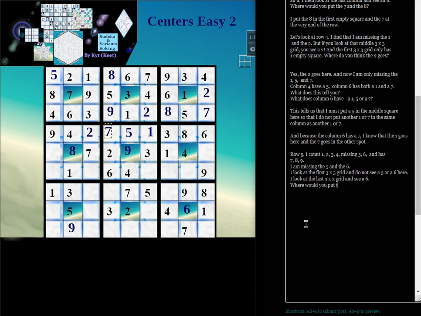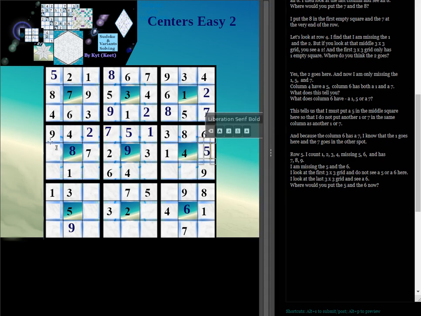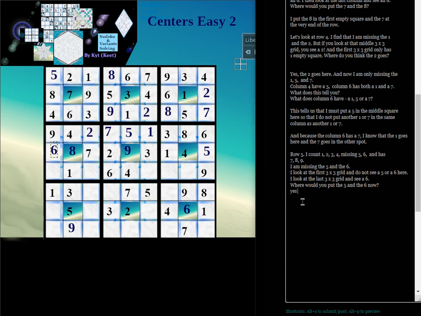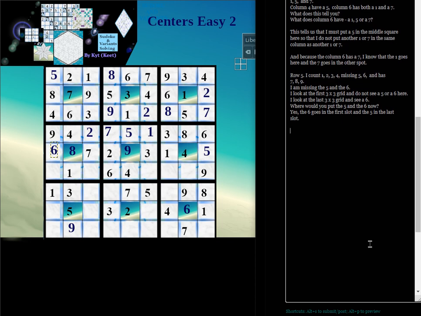Where would you put the 5 and the 6 now? Yes, the 6 goes in the first slot and the 5 in the last slot. Row 6 might not be ready for us, but I'm ready for it.